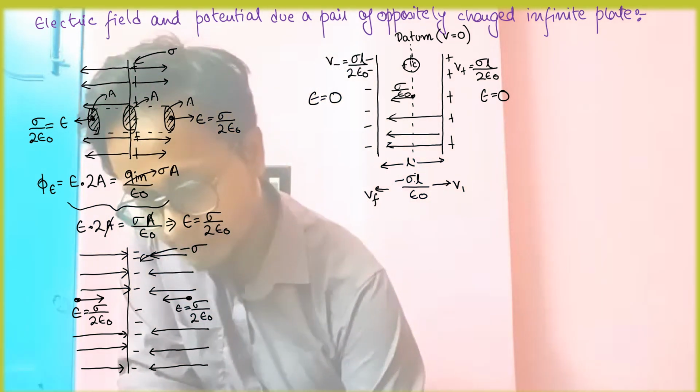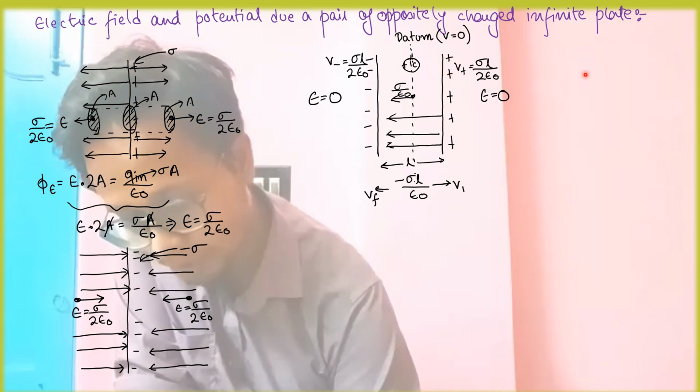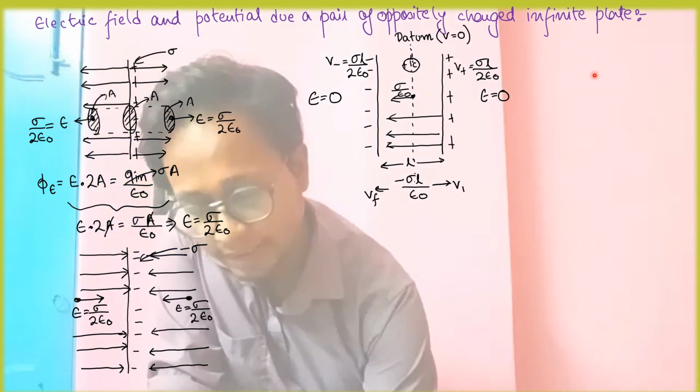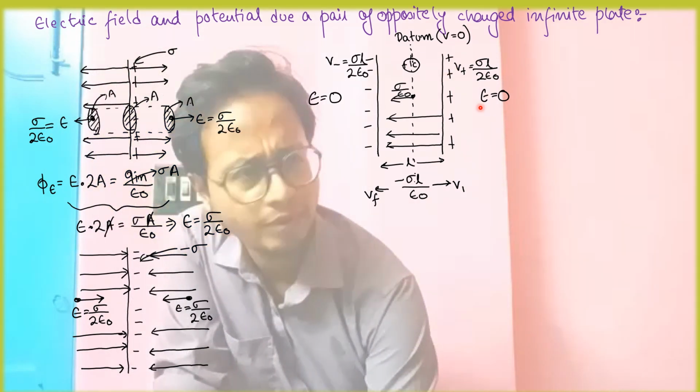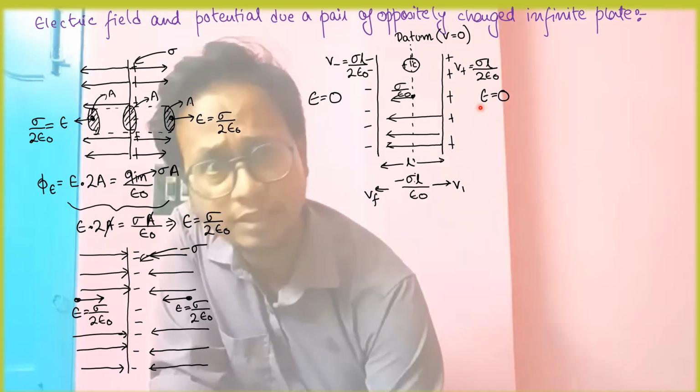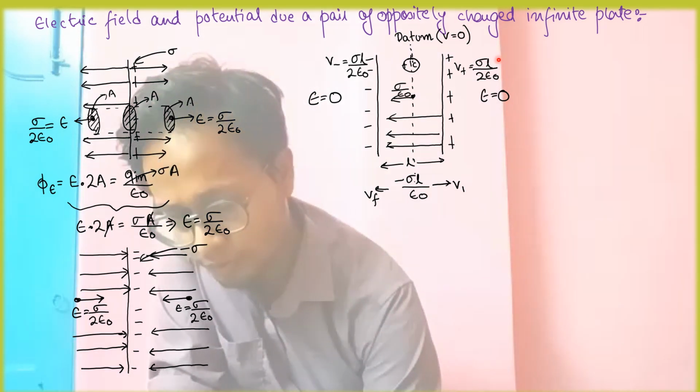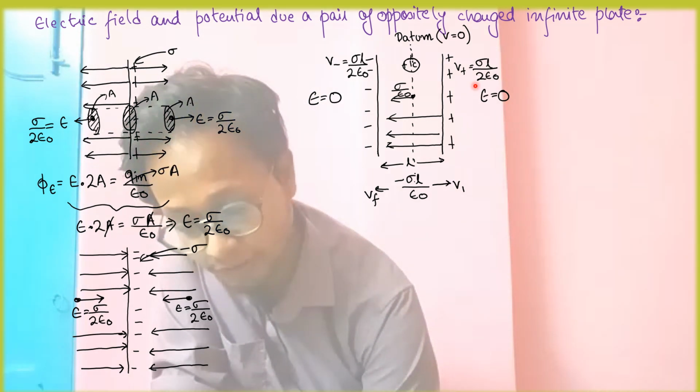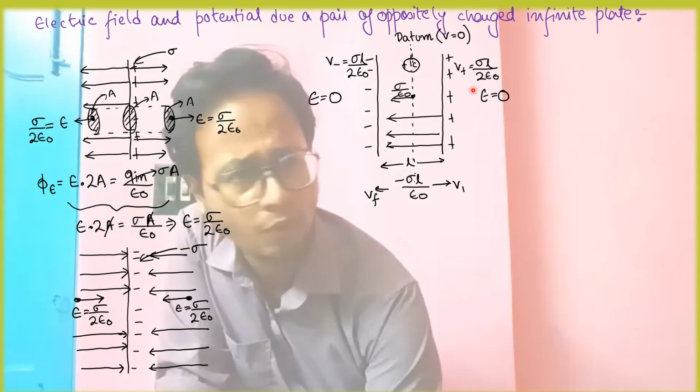Now, if you move from this plate to out here, is there any electric field in this space? No, isn't it? There is no electric field in this space. So the potential change, or change in potential energy, would not be there.